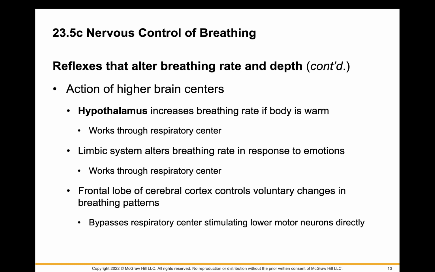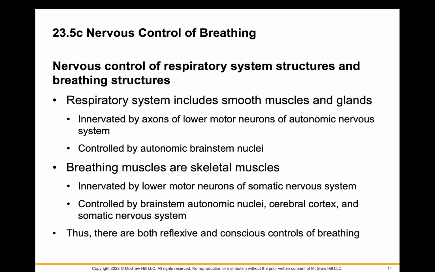Now, when we look at voluntary changes in breathing patterns, these will be accomplished by the frontal lobe of the cerebral cortex. This actually bypasses the respiratory center and stimulates the lower motor neurons directly, resulting in ventilation that is controlled.